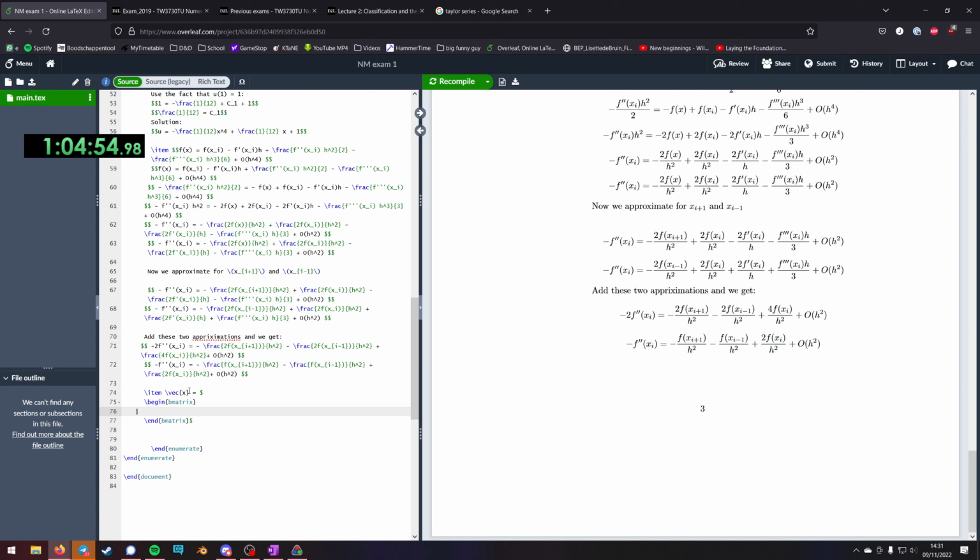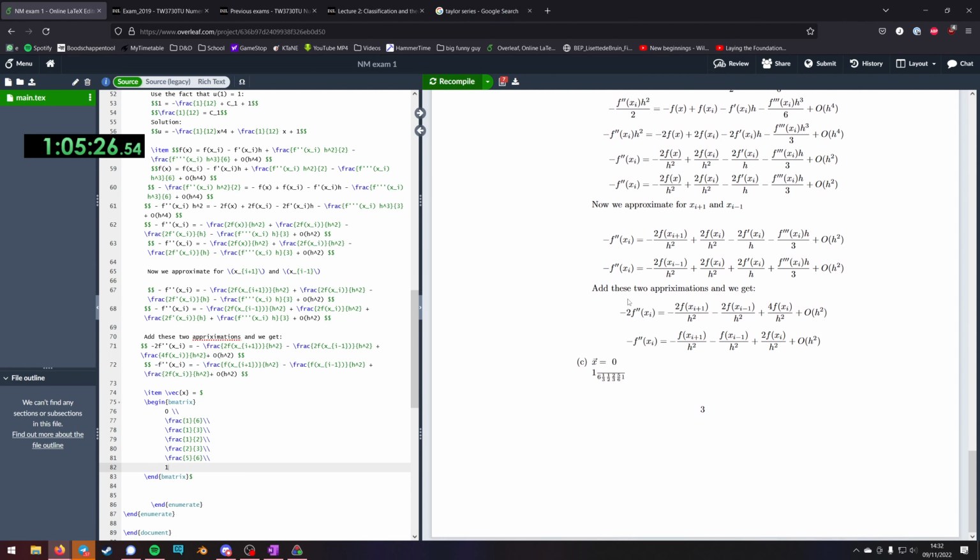It's 5 intervals, so there are 6 values. So it's 0, frac 1, 6, frac 1, 3, frac 1, 2, frac 2, 3, frac 5, 6, 1. So this should be our x vector. Oh, this is not well established. Okay.